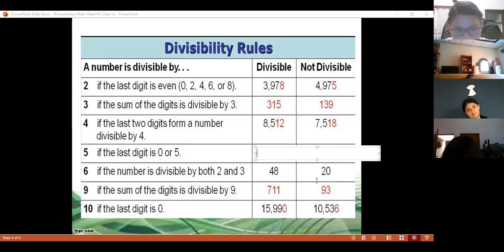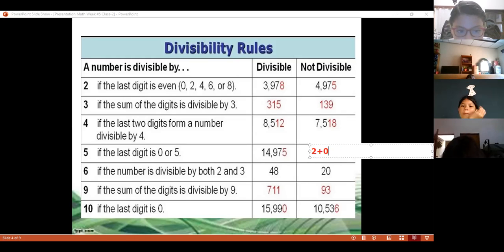But what happened with 20? 20 is an even number. But if you add the digits 2 plus 0, what is the answer? 2. And is 2 on the table of 3? No. Is 2 on the table of 6? No. So it's not divisible by 6 for that reason.